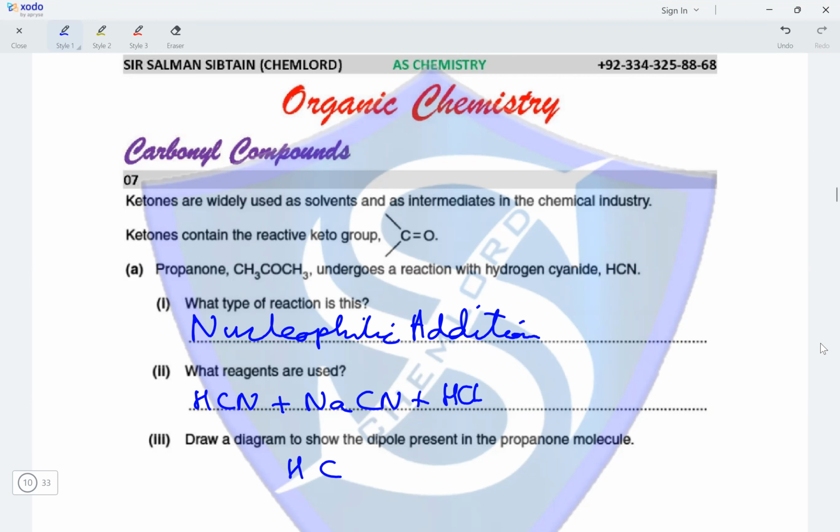So CH3 single bond C, which is double bonded to oxygen, which is single bonded to another CH3 group. And the dipole present would be a partial negative charge on the oxygen atom and a partial positive charge on the carbon atom. So this is the dipole that is present on propanone.